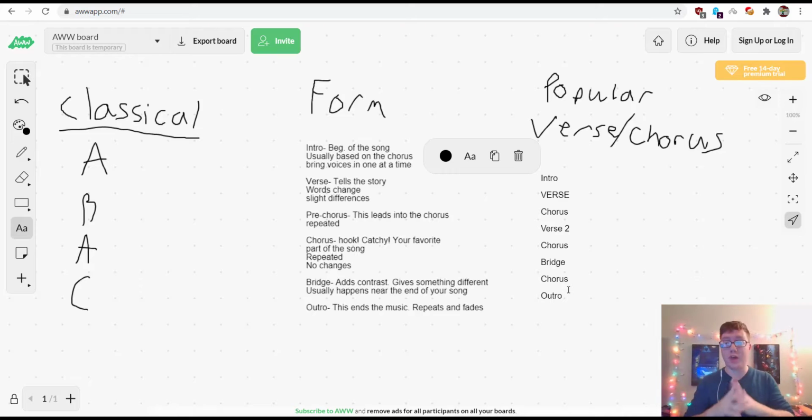You can change it up if you'd like to. No matter what though, if you are putting in a pre-chorus, it has to be before a chorus. Your bridge should be near the end. Intros at the beginning, outros at the very end. Bam. Those are the little key things you need to know.